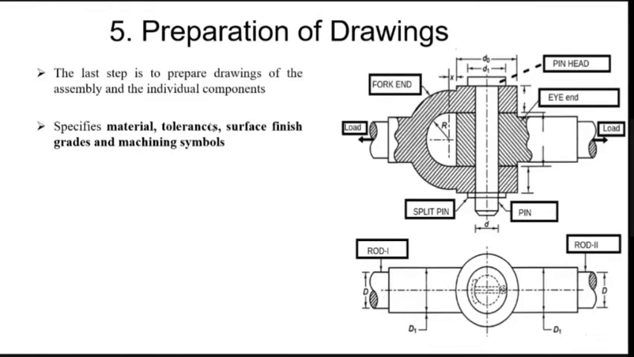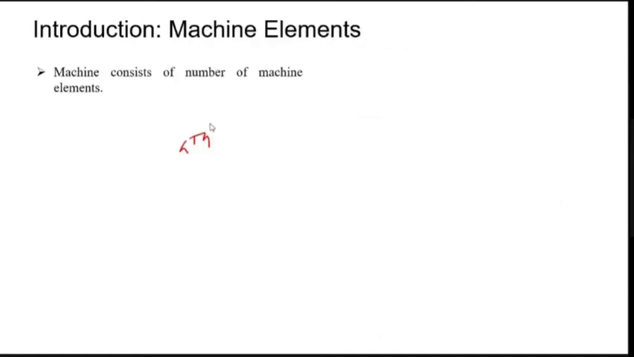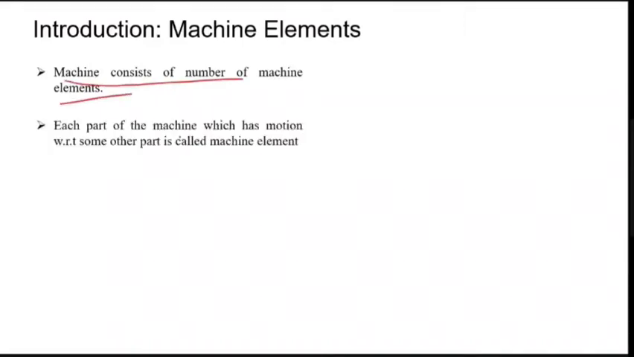I said designing of individual component. Okay. So now we will discuss this fourth step in detail. First of all, as I said, a machine consists of a number of machine elements, right? Each part of the machine which has a motion with respect to some other part is called a machine element. So what are machine elements? A machine consists of a number of machine elements, and each part of the machine which has motion with respect to some other part is called a machine element.